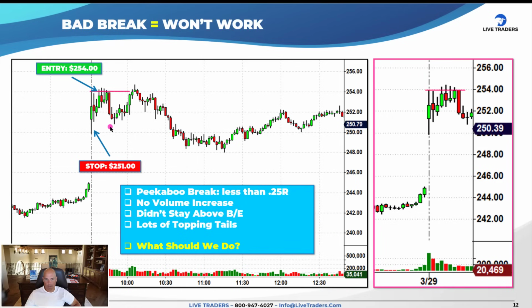Now I'm on the left side. It pulls back and stops you out right here. Tries to retest the high, which is bullish, and then fails. So, peekaboo break less than a quarter hour. Not good. No volume increase. Take a look, guys. Draw a line here. Let's do this.